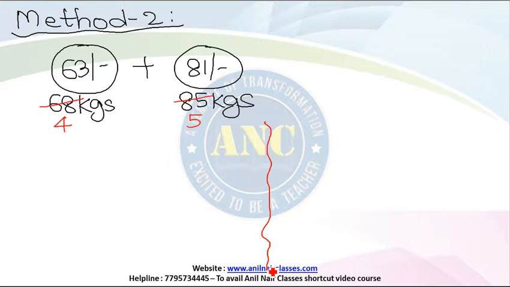Very, very simple way of solving. Again in method 2, I will discuss two more methods. Everyone listen to this carefully. Lowest value is 63. Highest value is 81. Average will be somewhere in between lowest and highest.